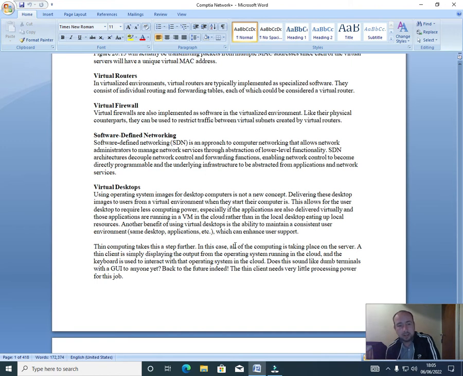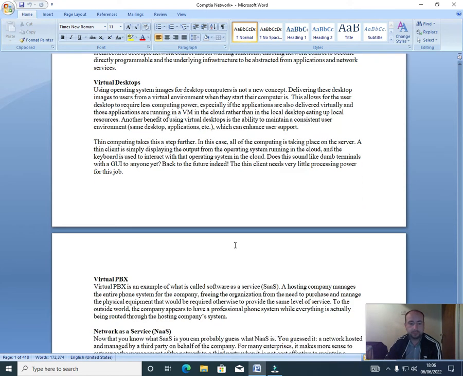SDN architectures decouple network control and forwarding functions, enabling network control to become directly programmable and the underlying infrastructure to be abstracted from applications and network services.